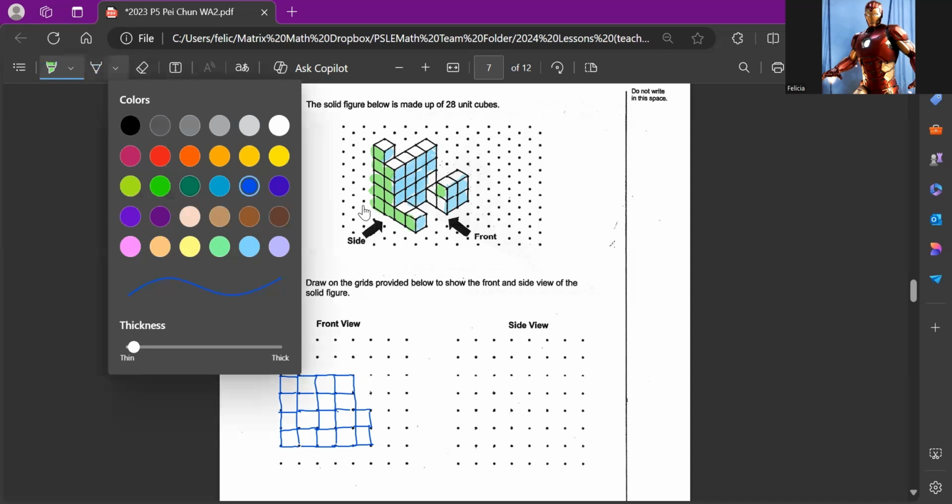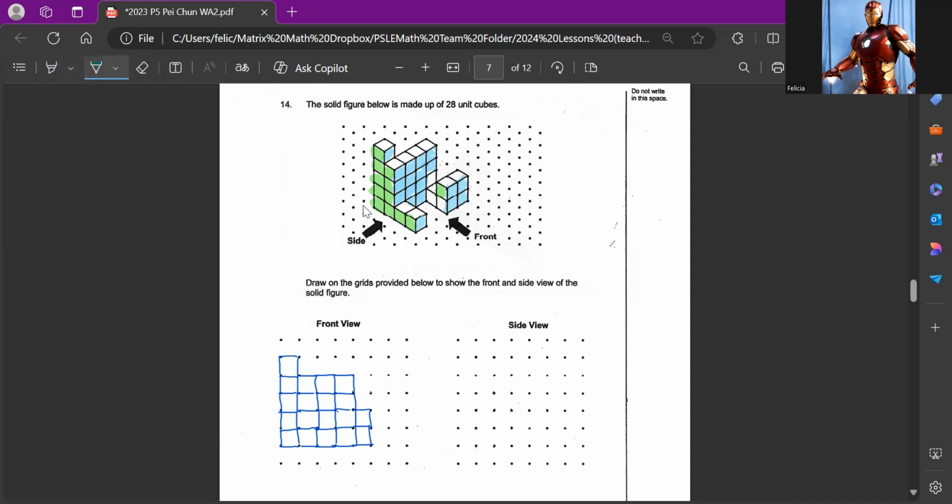Okay, so we're just going to draw that out. Let's start with the most left-hand side here. So 1, 2, 3, 4, 5. Okay, next column will be 4 here. 1, 2, 3, 4.